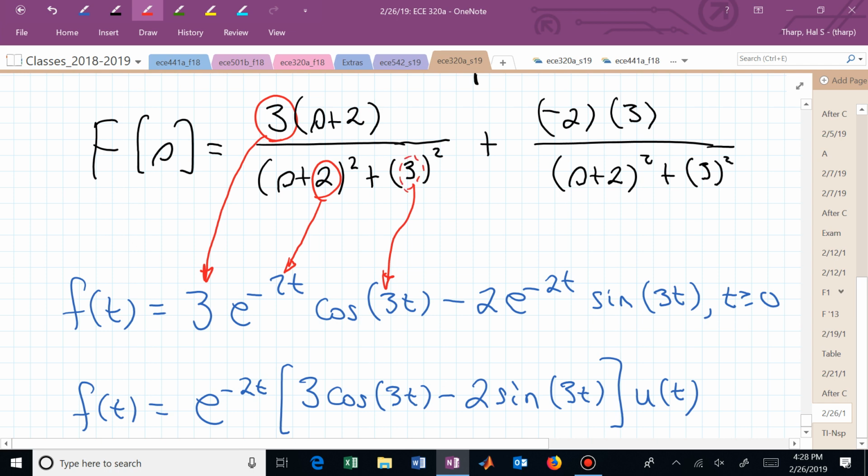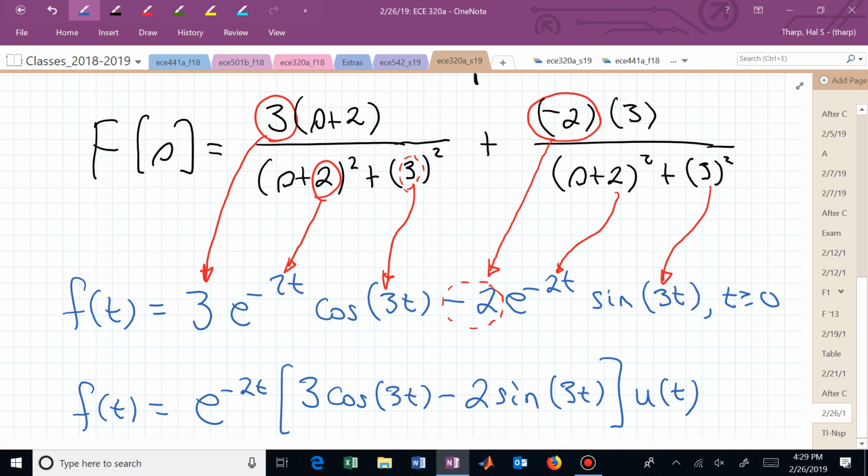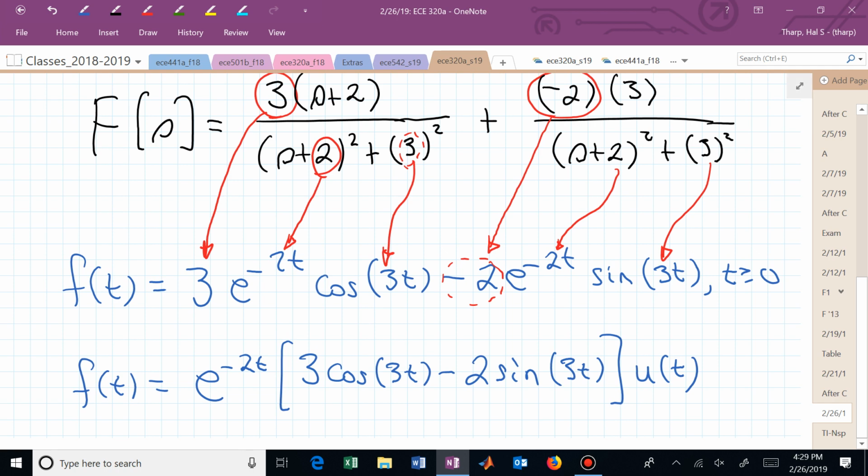Can we do the same thing for the other half of f of t? The minus 2, the 2, the 3. See how you can now quickly write down from this capital F of S expression its time domain version. That's the inverse Laplace transform. Do we have questions?